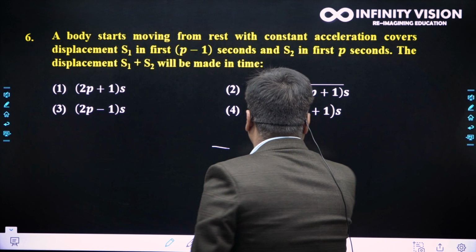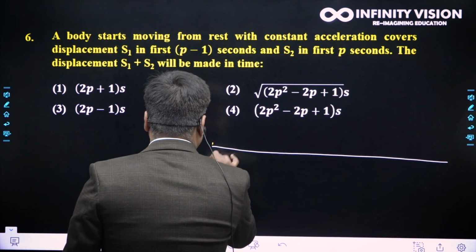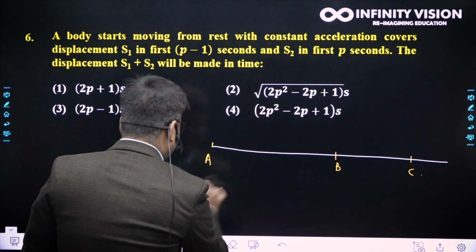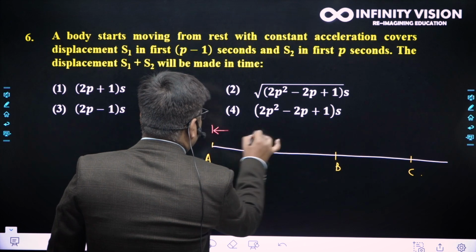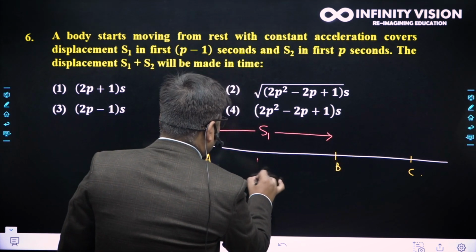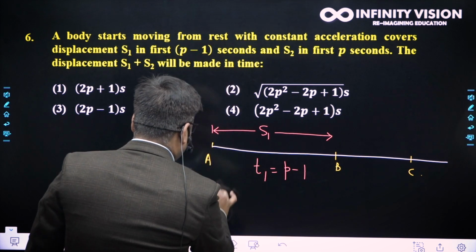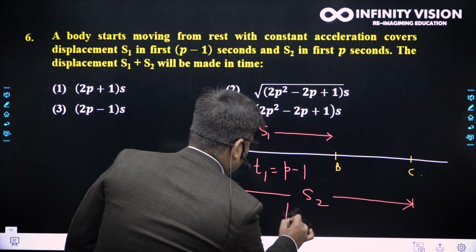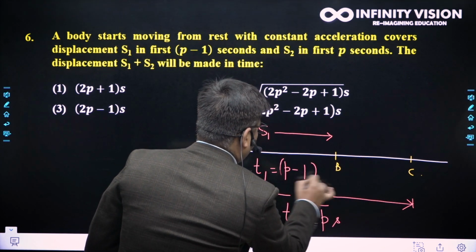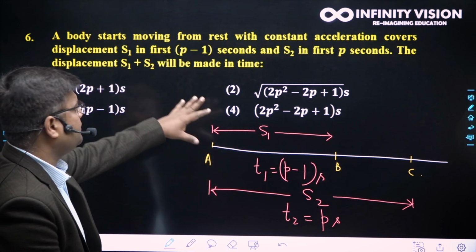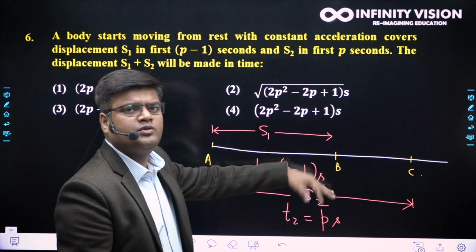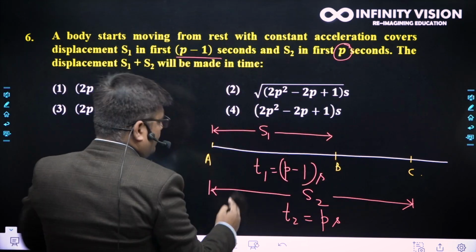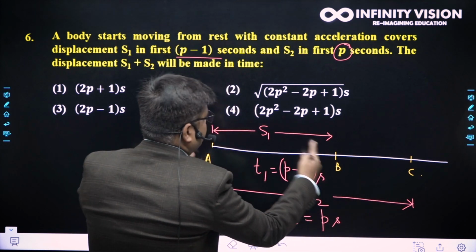So just a schematic we can draw. Let's suppose this is point A, this is point B, and this is point C. Now, in the question it is said that the particle has covered displacement s1 in time p minus 1 seconds and displacement s2 in time p seconds. Whatever information is given in the question, I have converted into a schematic. Quite naturally, p will be greater than p minus 1. So in p seconds it is covering displacement s2, and in p minus 1 it is covering s1.